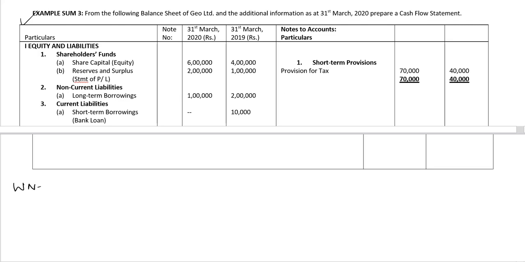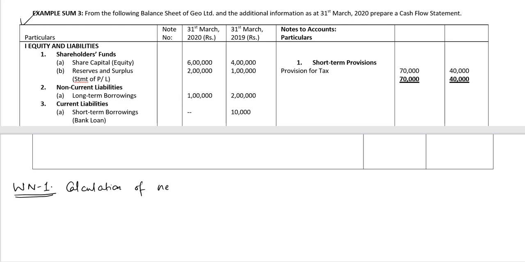Working note 1, calculation of net profit before tax and extraordinary items. We'll begin with profit for the year.